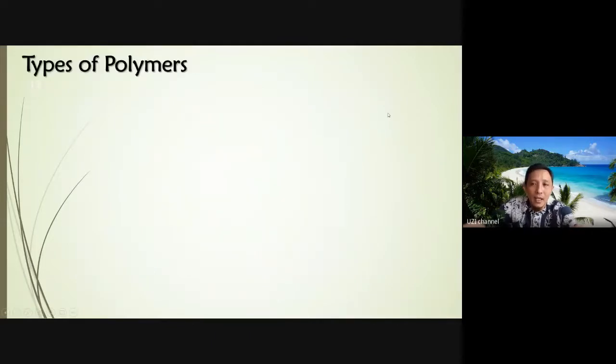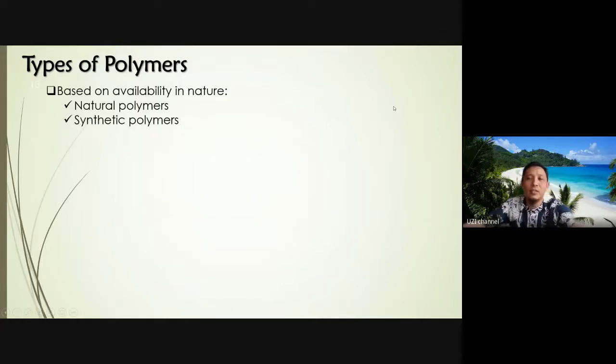Okay. How about the types of polymer? We can divide them with several classifications based on availability. In nature, we have natural polymers, which means the polymers provided by nature. And then we have another one, synthetic polymers, which means the polymers made by man. It can be automatically by machine or by handmade.